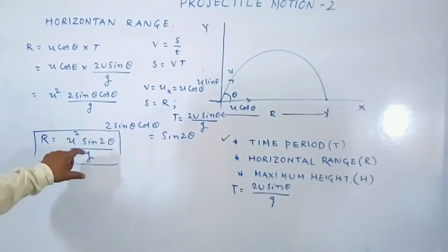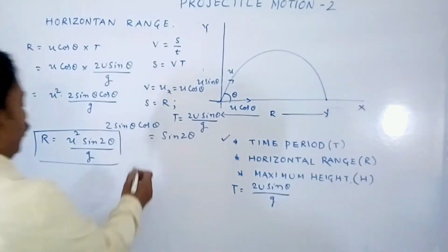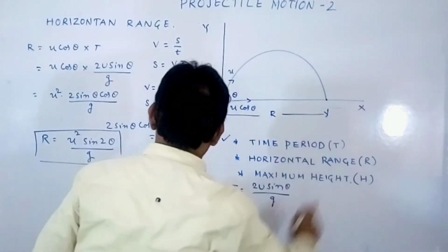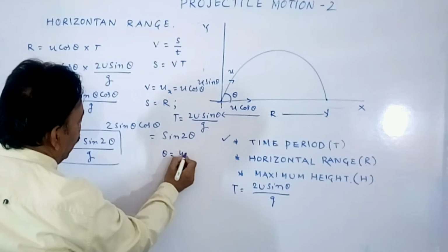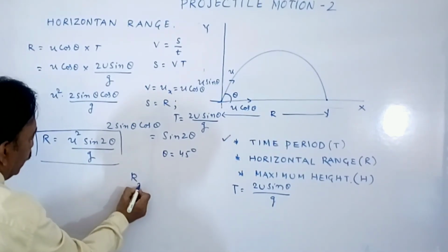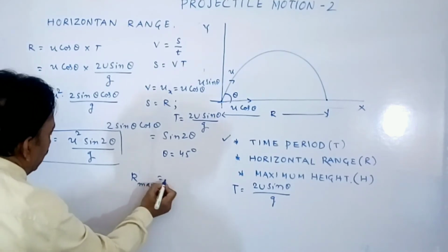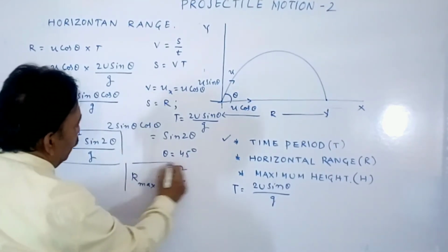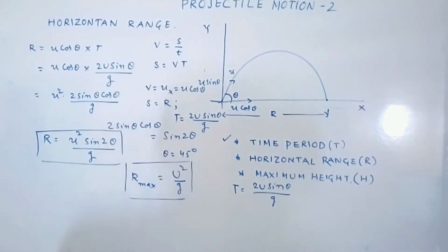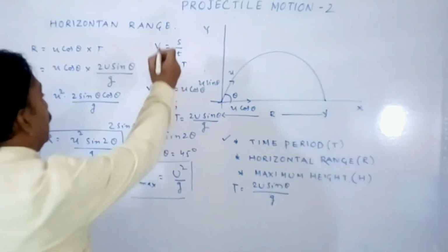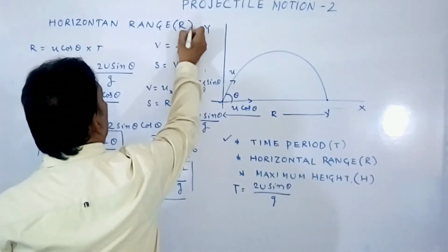We can get an application from this for maximum range. To get the range which is maximum, theta must be equal to 45 degrees. If you substitute it, you will get the maximum range is equal to u square by g. It is a very important relation. Okay, in this way you can find out the horizontal range. Horizontal range is shown with the letter R.